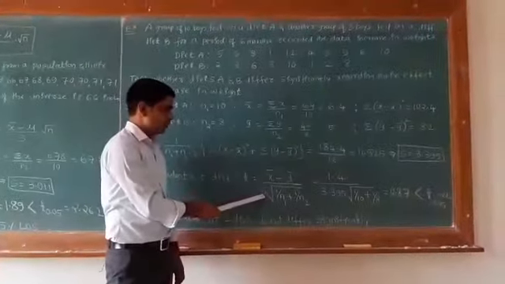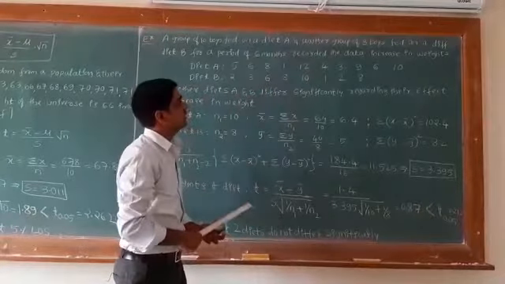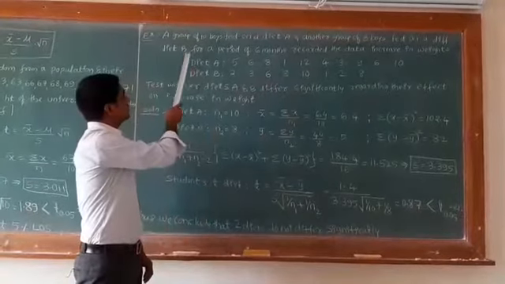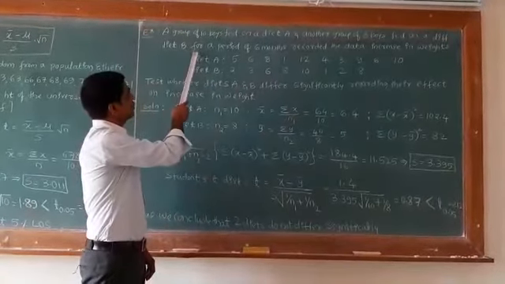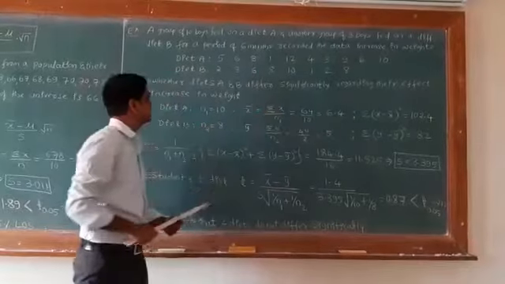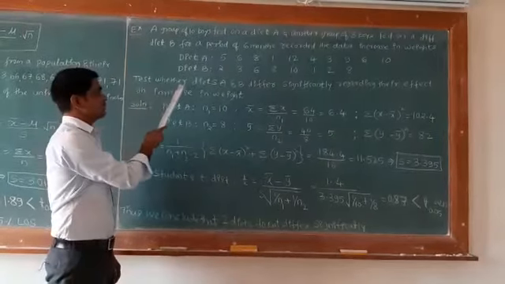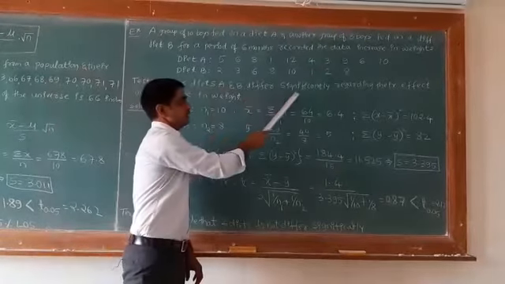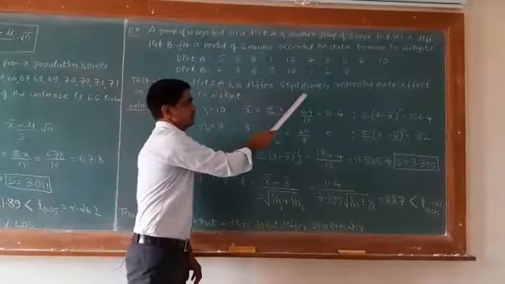So the problem is: a group of 10 boys fed on a diet A and another group of 8 boys fed on a diet B. For a period of 6 months, the data on increase in heights were recorded. For diet A they have given 10 data of increase in heights, and for diet B they have given 8 data. We have to test whether diets A and B differ significantly regarding their effect on increasing heights.